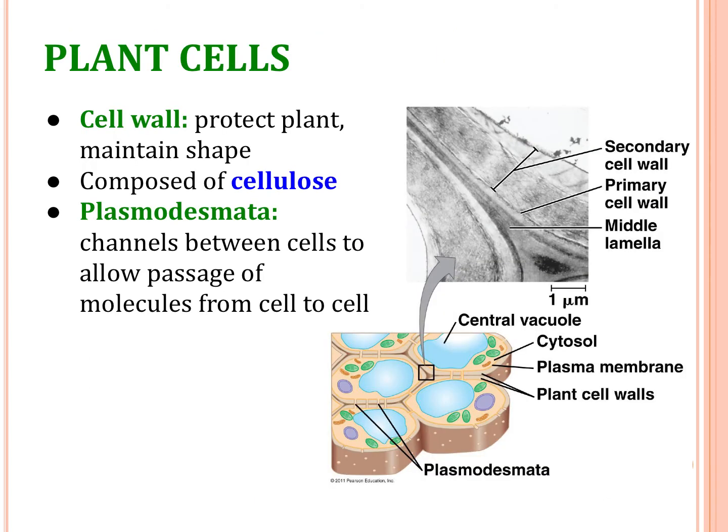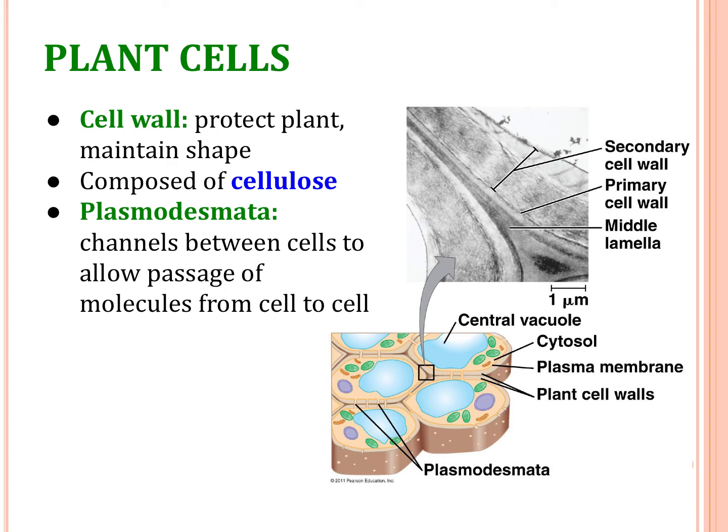Now let's specifically talk about plant cells. Plant cells have the large central vacuole, which contains water. They also have the chloroplasts, and the other feature that is unique to plant cells is the cell wall. So cell membranes help to regulate the movement of materials in and out of the cell, but the cell wall's main job is for support, to protect the plant, and to maintain the shape.